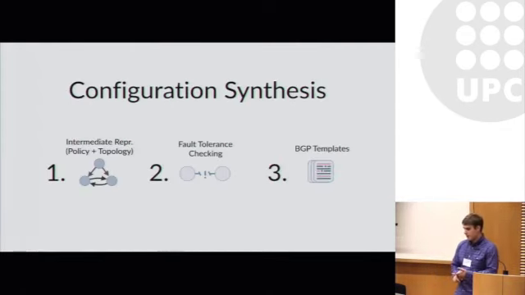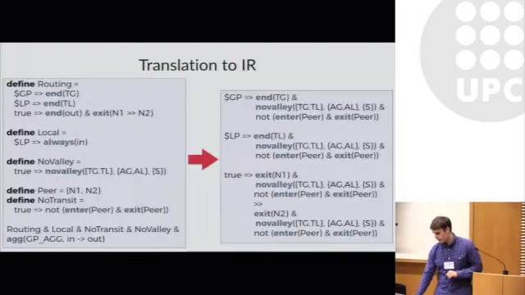Okay, so let me talk a little bit about how we actually do this configuration synthesis now. Basically, we break this up into three steps. The first is to create an abstract intermediate representation that combines the policy and topology together. We then do a static analysis for fault tolerance checking, which operates on the abstract network and infers invariants about connectivity for all underlying concrete networks. And then we can use this intermediate representation to generate templates for this protocol called BGP, again, that are going to work for any concrete instantiation of the network.